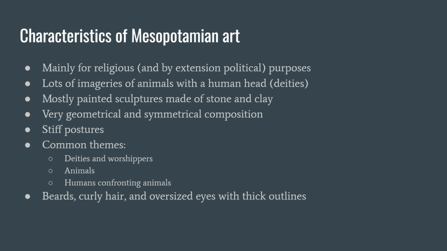And if you look at the human figures in Mesopotamian art, you're going to notice that almost every single one has a beard, and they have curly hair, and they have oversized eyes with thick outlines. So exactly how you would picture a caricature of a Middle Eastern person. Beard, curly hair, and oversized eyes.